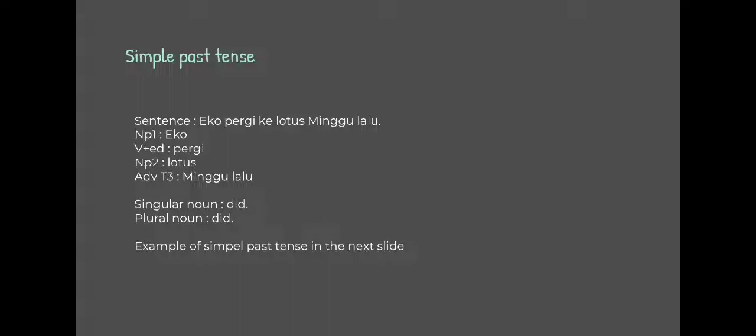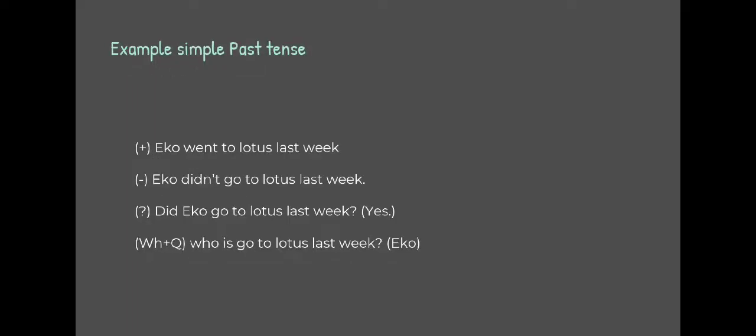Okay, next we have the simple past tense. The simple past tense is used when you're trying to describe a complete activity that happened in the past, and the activity ended in the past too. As you guys can see right here, I just make a sentence, Eko pergi ke Lotus minggu lalu. So the formula is NP1 Eko, verb plus ed, it's pergi, and then NP2 is Lotus, adverb time is minggu lalu, and here I just use a singular, so I will use did. And okay, let's go to the example. And here's the example of simple past tense.